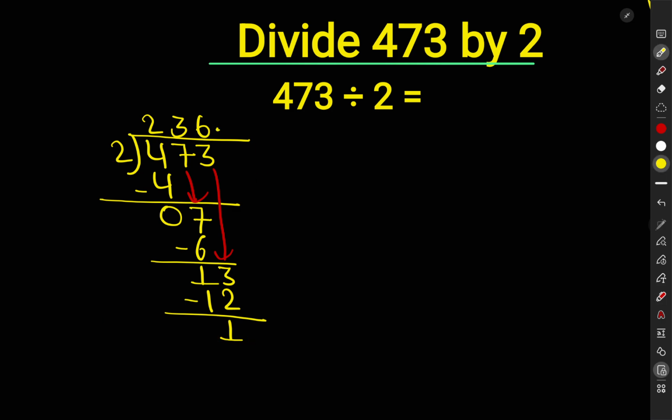So we put here decimal so that we take 0. So 2 times 5 is 10. On subtracting it is 0. So 473 divided by 2 is 236 decimal 5.